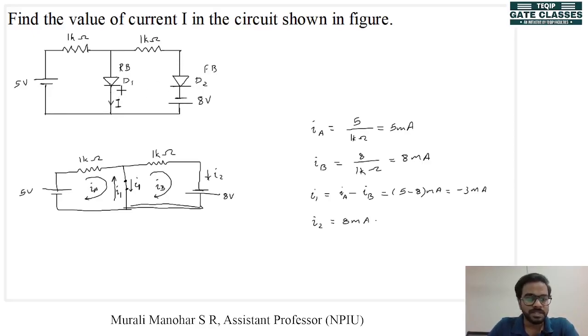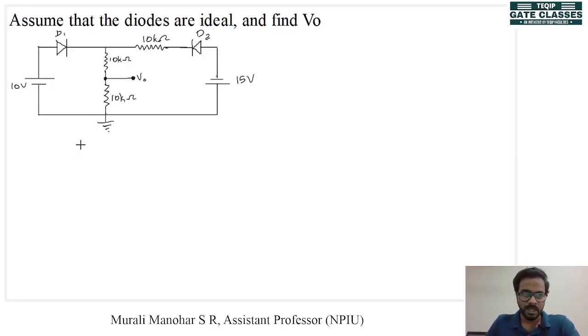If diode D1 is reverse biased, it means that it is an open circuit. If diode D1 is open circuit, what will be the value of I? I will be equal to 0. The value of current I in this circuit is 0. Okay. Now let's move into the next question.